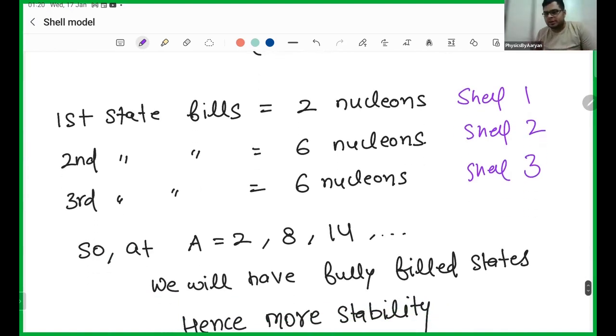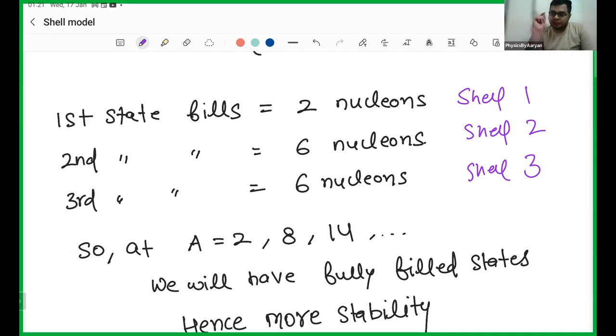When does a magic number come? I told you in the last lecture what happens with magic numbers. The very basic thing about magic numbers is that when the shells are fully filled, you get a magic number, because your binding energy increases so much. Fully filled states are very stable states. So for fully filled shells, you get very high stability and basically you get a magic number.